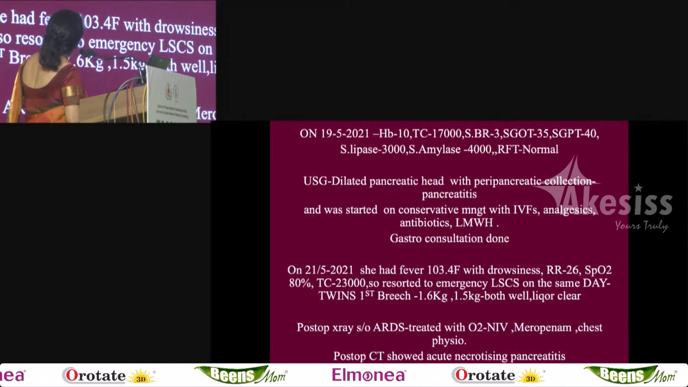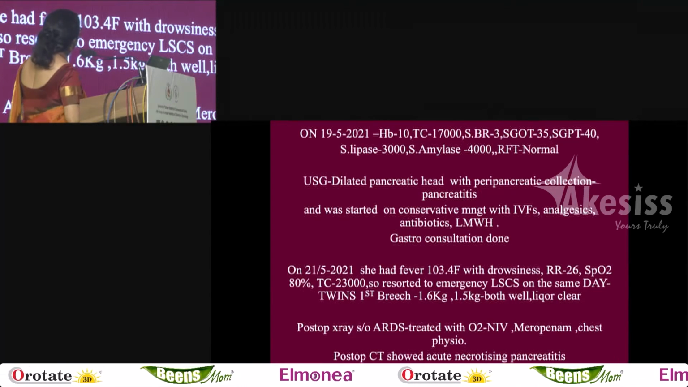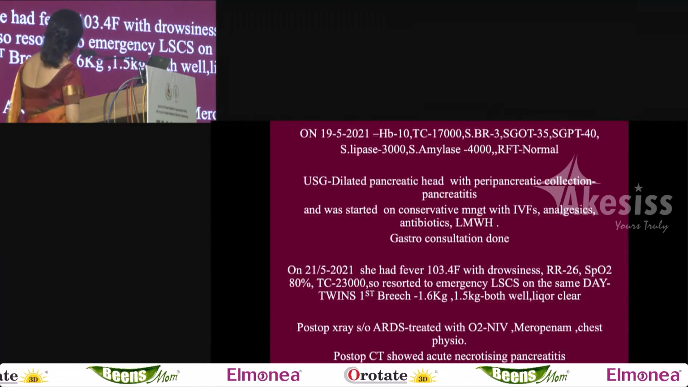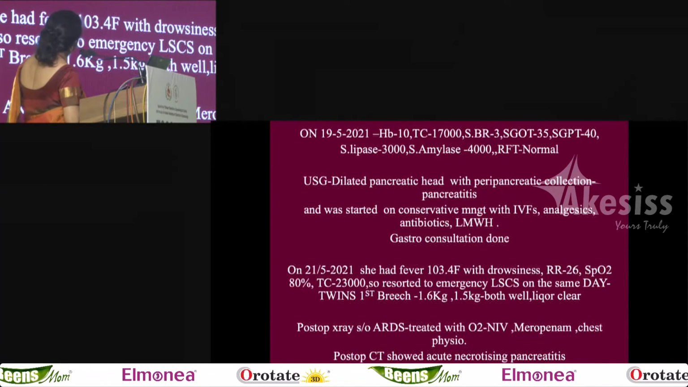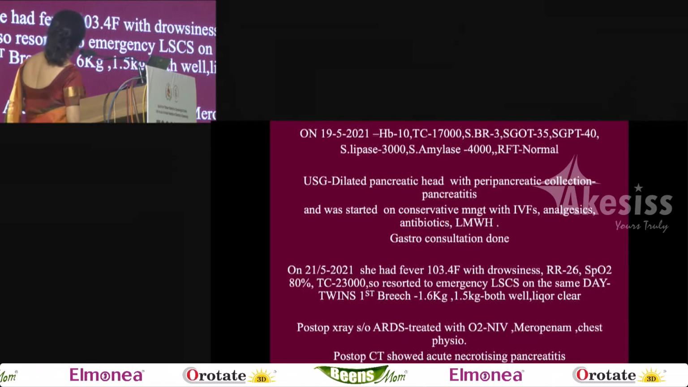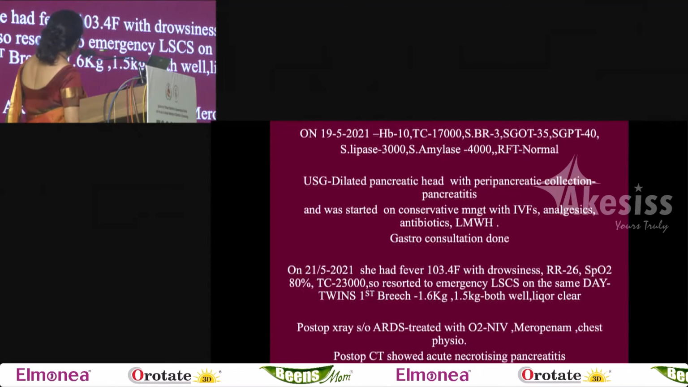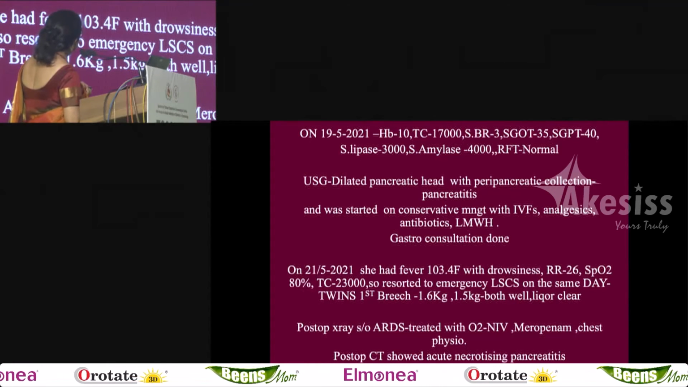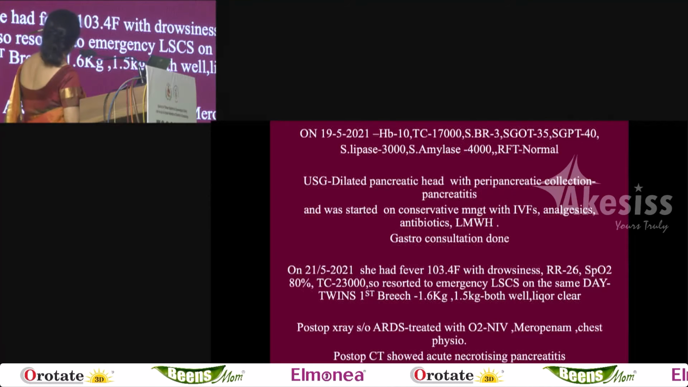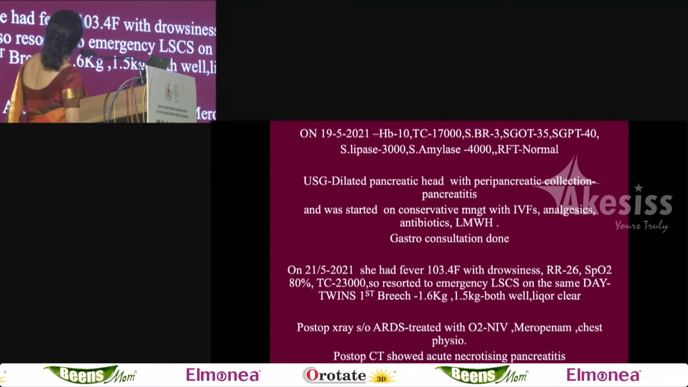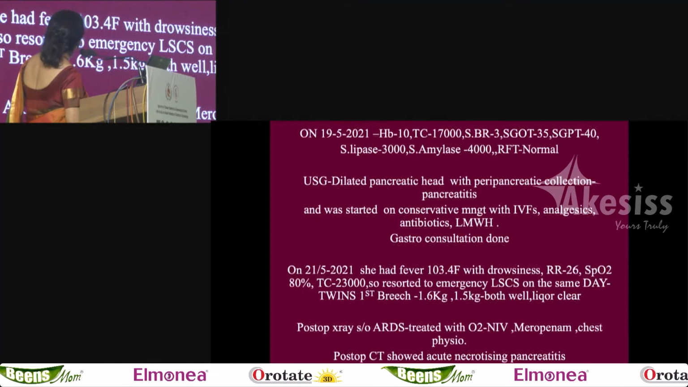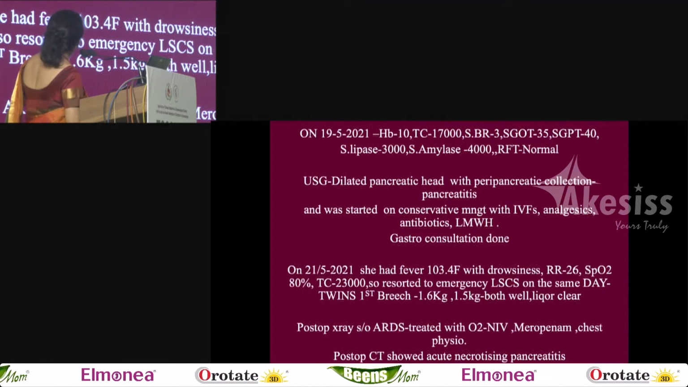So the ultrasound was done. It showed a dilated pancreatic head with peripancreatic collection. Pancreatitis was diagnosed. And she was started on conservative management: IV fluids, analgesics, antibiotics, low molecular weight heparin. Gastro consult was done. On 21/5, she had fever, drowsiness, respiratory rate 26, SpO2 80. See, SpO2 80. Counts have gone up from 17,000 to 23,000. This is what Dr. Uma was telling about the trend.